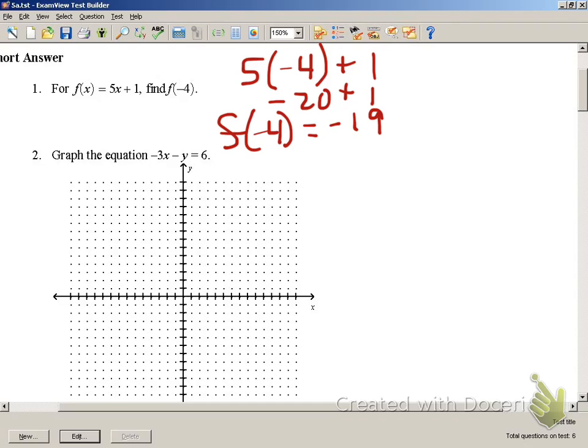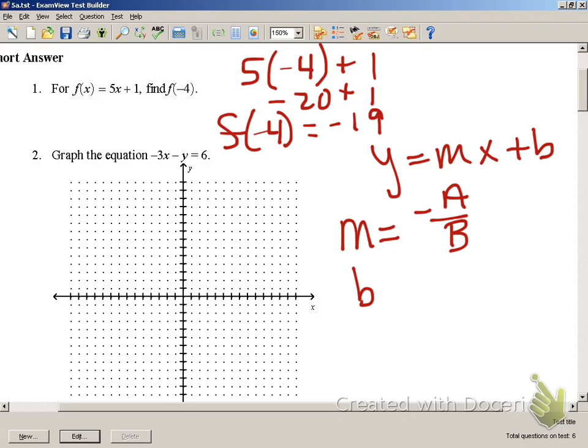Number 2 says graph the equation negative 3x minus y equals 6. Now if you're ever given an equation, always put it in the form or find the values that you want to use. If you want to put it in slope-intercept form by solving for y in mx plus b, do so. If you want to take this, which resembles standard form, and use your properties that slope equals negative a over b, and your y-intercept is c over b, then do so. Whichever way works for you, that's the way you need to work.